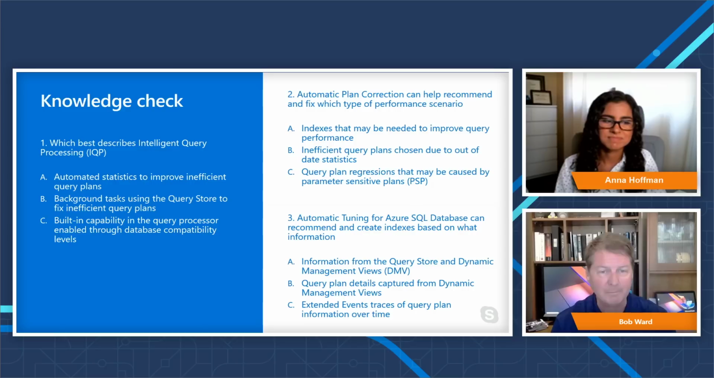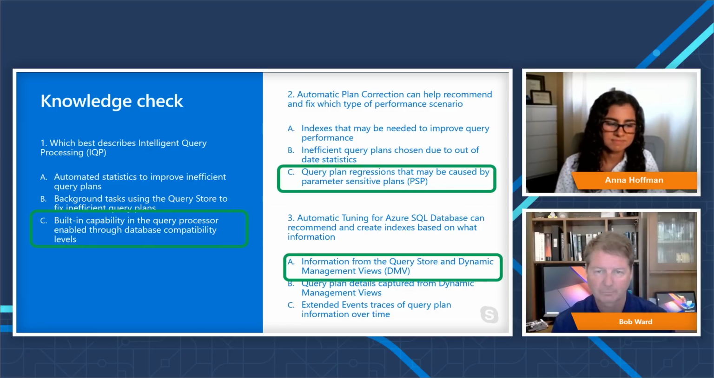And for IQP, let's see here. Automated statistics are something that's just there for SQL Server, so that's not IQP. Query Store is not part of IQP because it's part of the query processor, so it's got to be C, which is built-in capabilities in the query processor enabled through a DB compat level. So C, C, A, there you go.